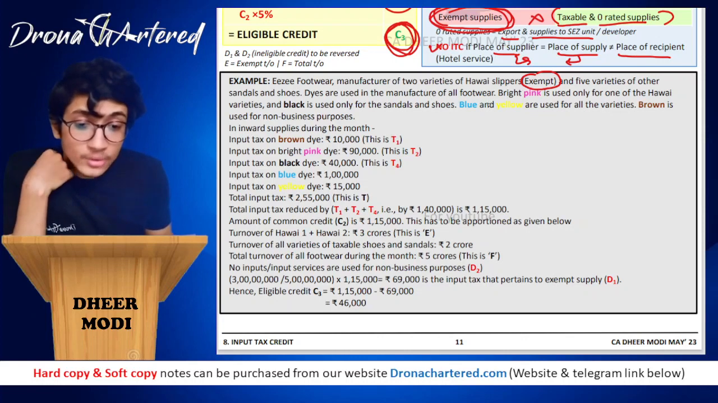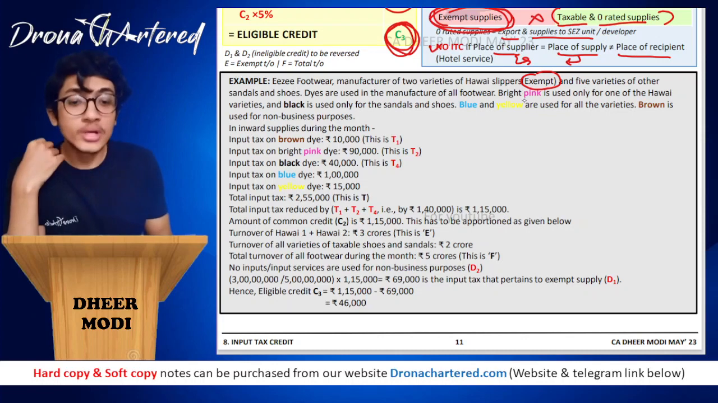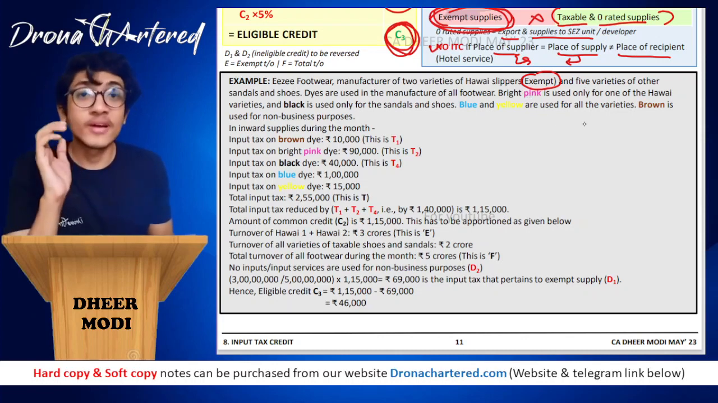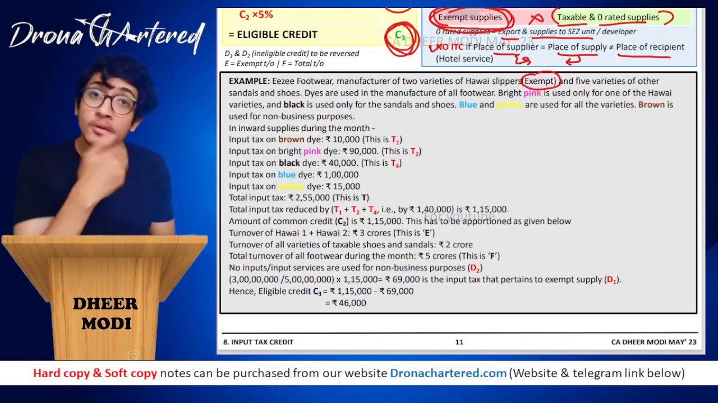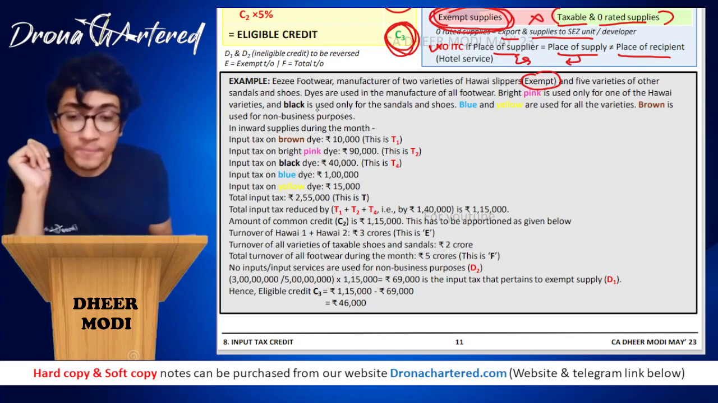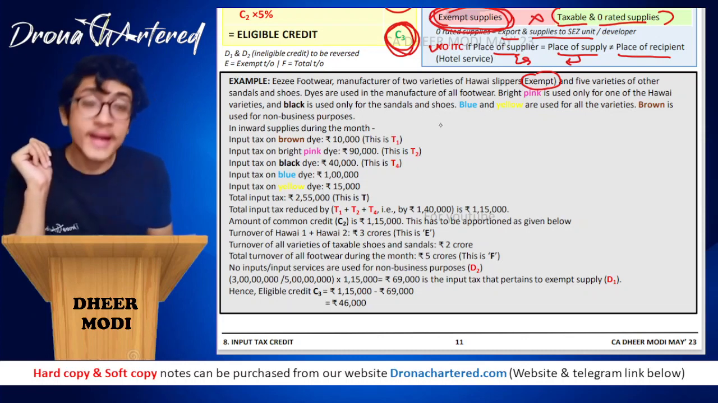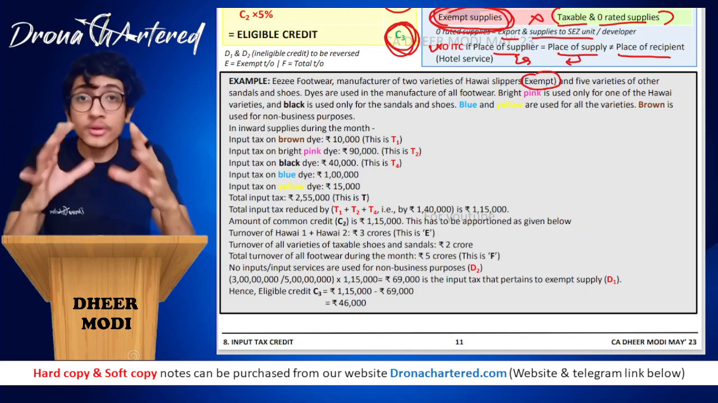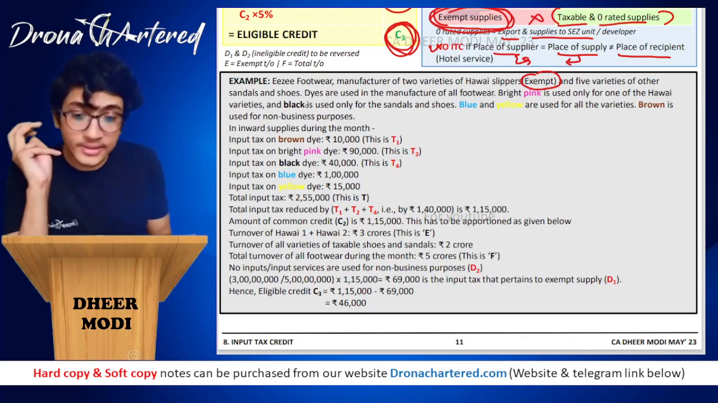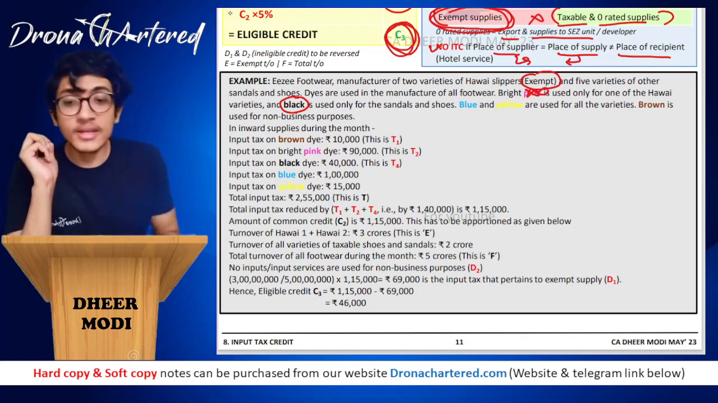Dyes are used in the manufacture of all footwear. Bright pink is only used for one of the Hawaii varieties, and black is only used for sandals and shoes. So since this pink is only used for Hawaii variety, of course it is used for exempt. So this you can, as it is, remove. Black is used only for sandals and shoes. This also you can remove because this is your pure credit. Okay, so this credit you will be receiving for black. For pink you will not be receiving any credit.